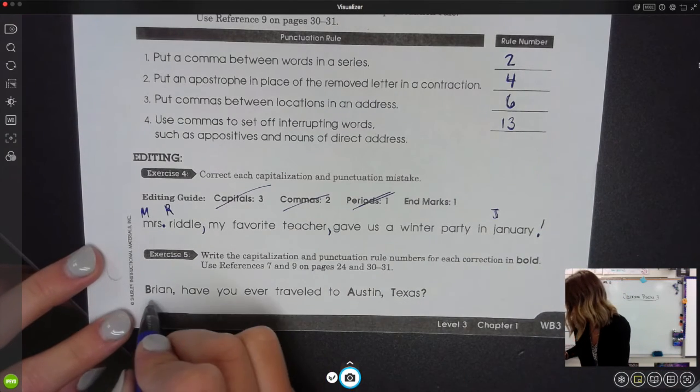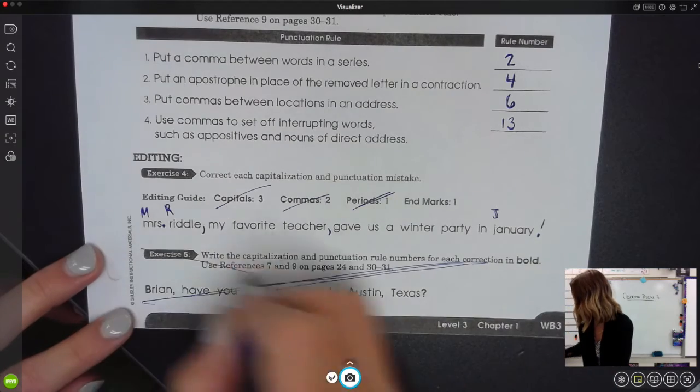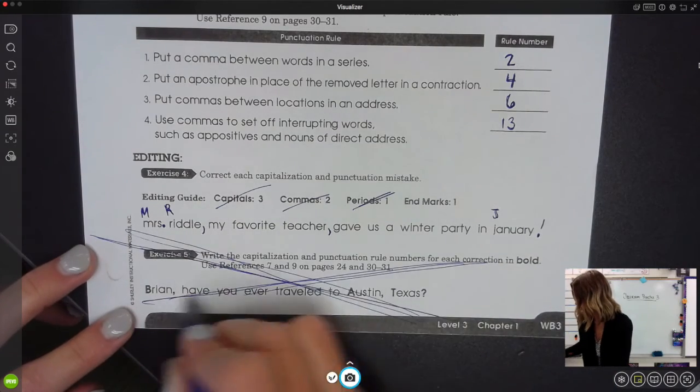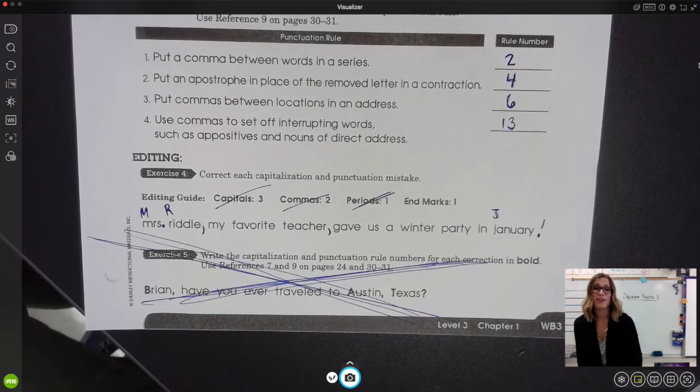Exercise 5, you can go ahead and cross out. It's the benefit of watching the videos. Sometimes I'll cross things off of our worksheets, and if you didn't watch our video, you wouldn't know. All right, so make sure you keep watching our videos so that you know what exactly to do on your work.